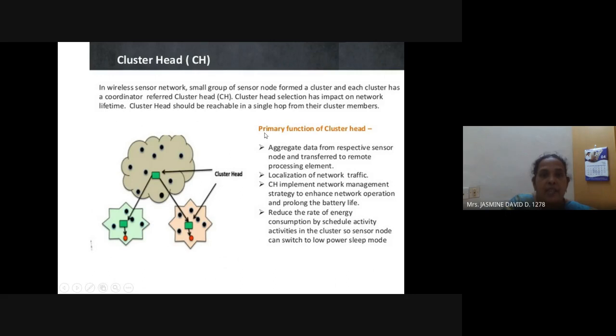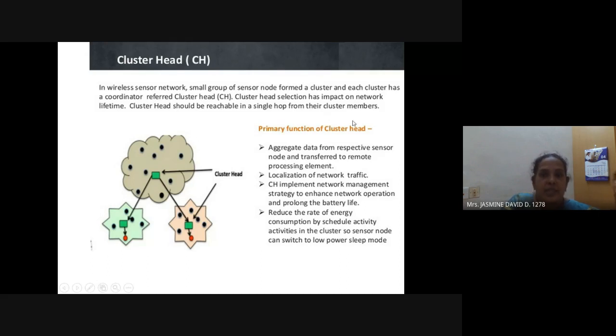Now the cluster head. Already I told you, in a wireless sensor network, a small group of sensor nodes forms a cluster, and each cluster should have a coordinator. This coordinator can be called the cluster head. Last class itself, I told you how to elect the cluster head. The cluster head selection has an impact on the network lifetime.